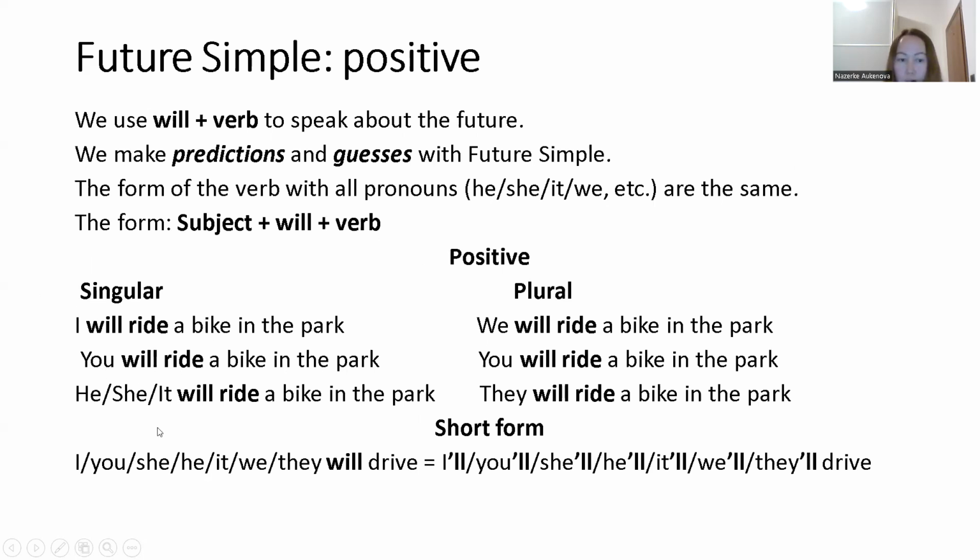You will ride a bike. He, she, it will ride a bike, and so on. And this is the plural form. We will ride a bike. You will ride a bike, and so on.